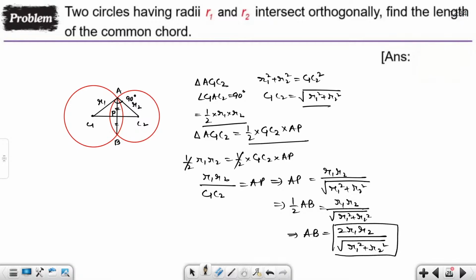Is it clear to all? Is this clear to all? Let me reveal the answer. Yes. Is this clear to all of you? Absolutely. Okay. Now let us come to the next problem.